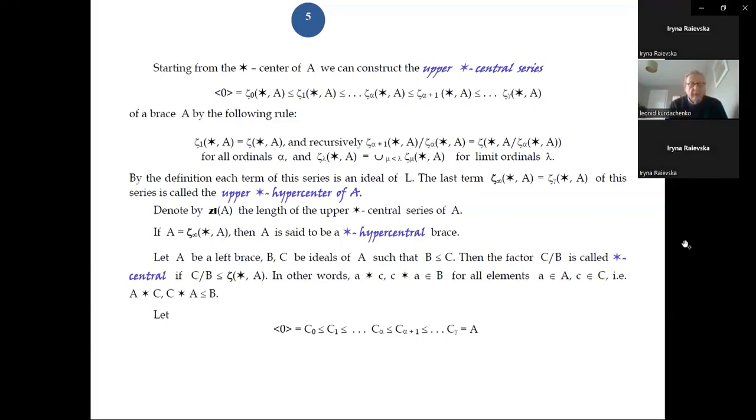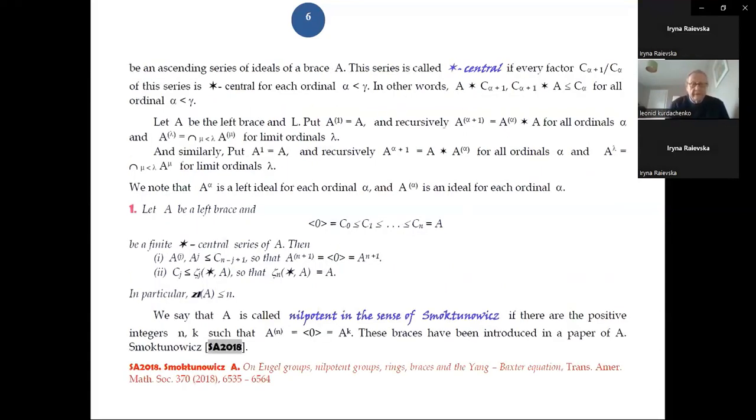So, we have the ascending series C_0, C_1, and so on, C_alpha, up to C_gamma, and C_gamma is equal to A. And every term of this series is an ideal. Then this series is called star central if every factor of this series is star central for every ordinal. This means that A star C_(alpha+1) and C_(alpha+1) star A lie in C_alpha for all ordinals.